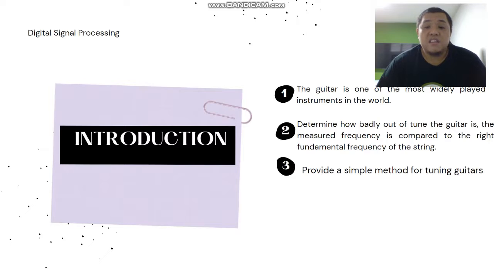Okay, for the introduction, the guitar is one of the most widely played instruments in the world, and all the music based on guitar uses the guitar to play the melody. Second, it determines how far out of tune the guitar is. The measured frequency is compared to the right fundamental frequency of the string. This system will help the guitarist to tune the guitar automatically.